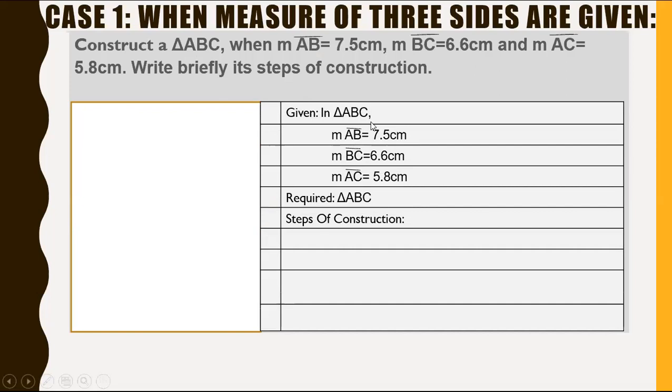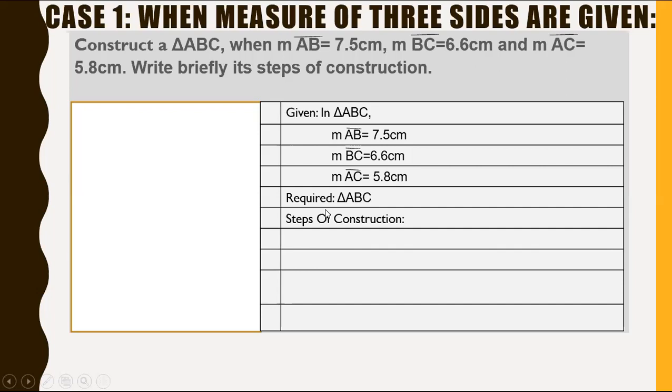For example, if EFG is given, I will write in triangle EFG. In triangle ABC, just write down all the measurements: measurement AB is equal to 7.5. In the same way, write down measurement BC and measurement AC. This is given in the question. Now, what is required?